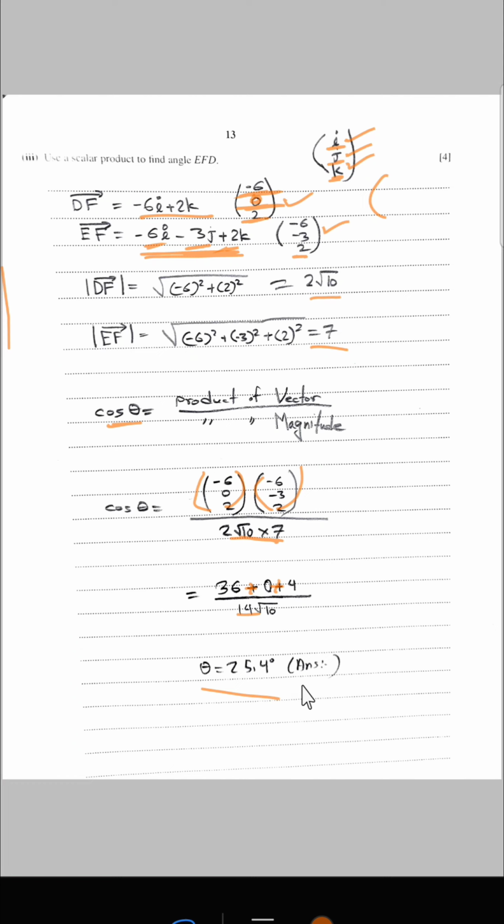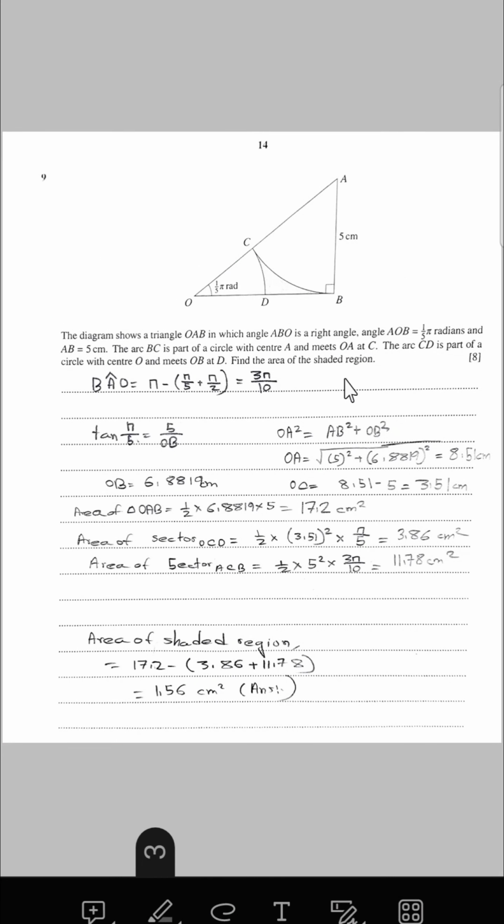degrees. Now in question number 9, we need to find the area of the shaded region. To find the area of this shaded region, we need to find the area of the triangle and subtract the area of these two sectors from the area of the triangle. To find the area of the triangle, that is half into base into height, we know that the height is 5, but we need to find the value of the base.